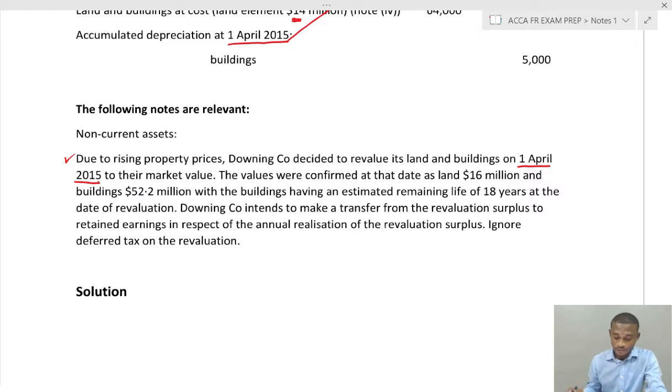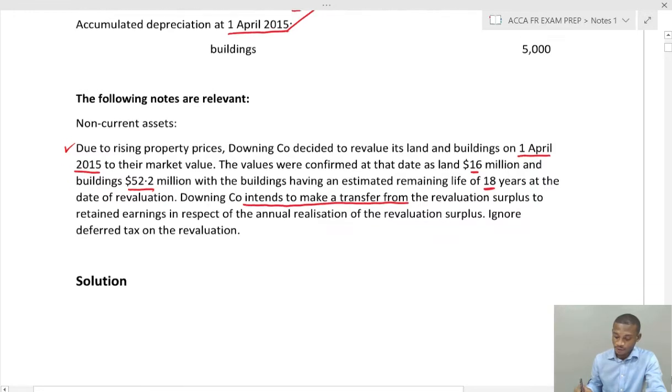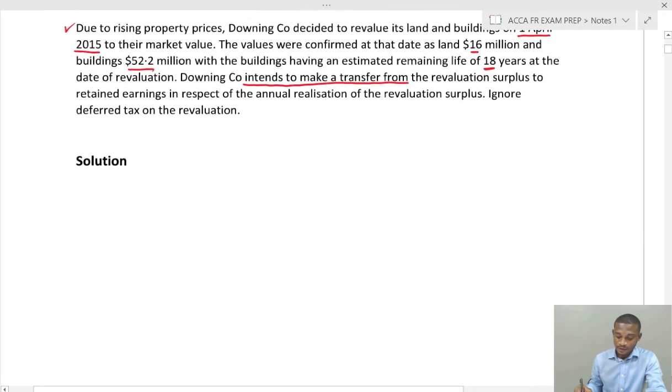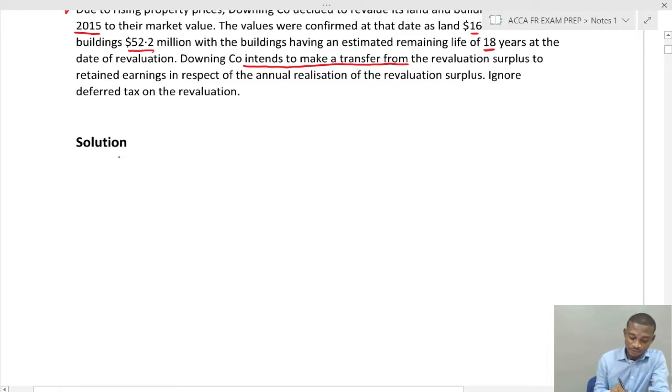The values were confirmed at that date as land 16 and building 52.2, with the buildings having an estimated remaining life of 18 years at the date of revaluation. Downing Co. intends to make a transfer from the revaluation surplus to the retained earnings. So how do we account for this? Very simple. We want to look at the workings for this in terms of a non-current asset schedule.